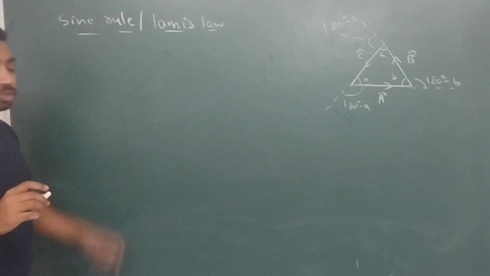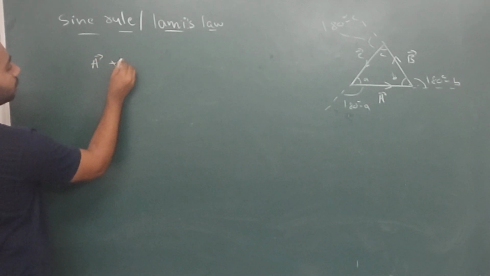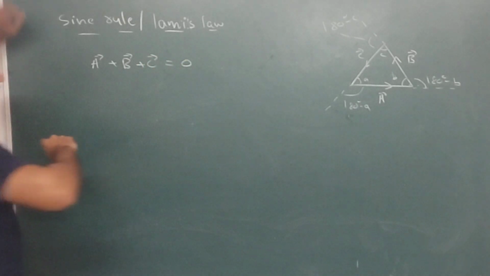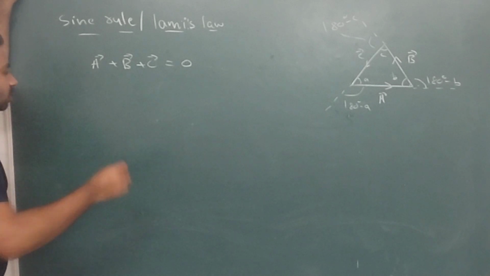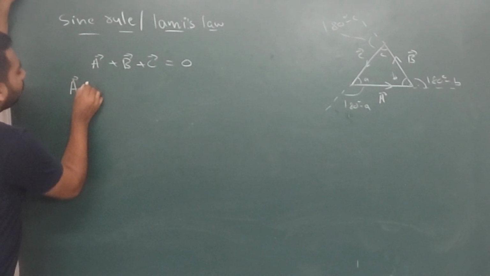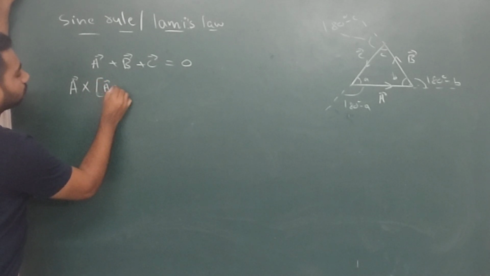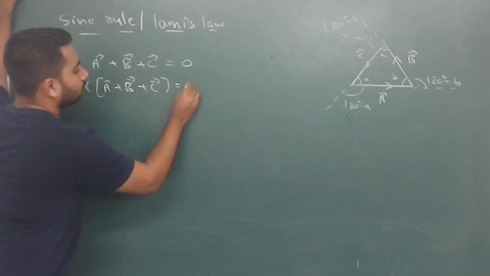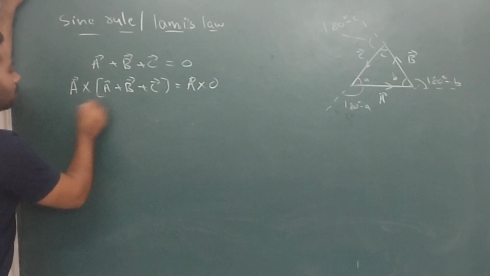Okay. Now come to sine rule. Same again. A vector plus B vector plus C vector is equals to 0. Now I will do one small thing, variation. I will cross multiply. I will multiply this. Okay now? Yes, okay. Now simple thing.